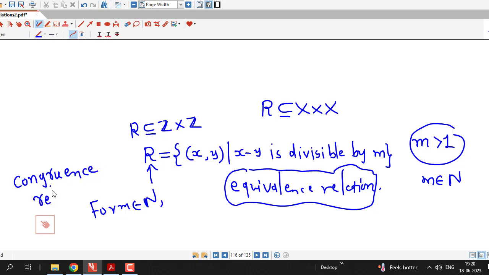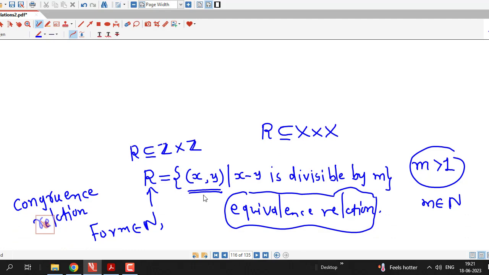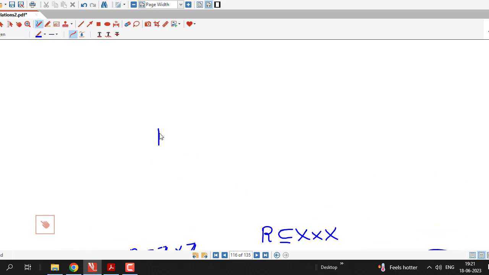Congruence. The congruence relation is the equivalence relation on the set of integers defined as the collection of all those ordered pairs (x, y) such that x minus y is divisible by m, and we can also prove that this R is an equivalence relation on the set of integers. So this R is a special type of relation called the congruence relation, and the notation for congruence relation is this symbol of 3 line segments.